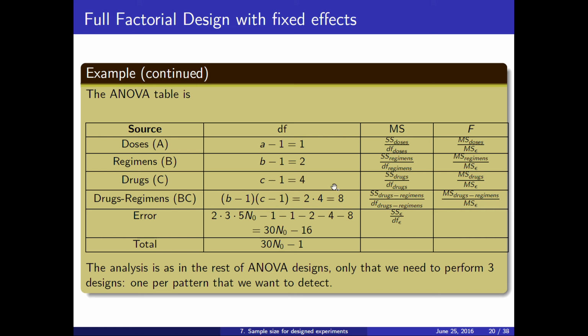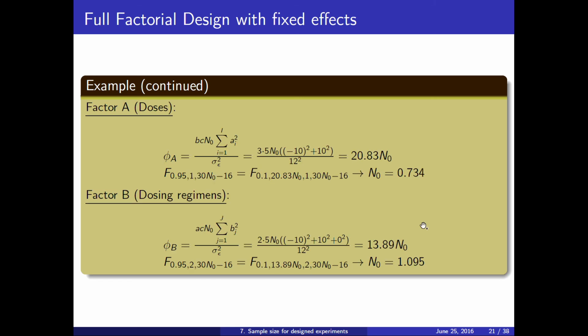And when we are comparing our drugs, we will compare drugs versus error. When we compare the regimes, we will have regimes versus error, or doses versus error. Okay, so now we will compute the sample size for each one of the main effects. What is the non-centrality parameter for A? For A, we have to count how many groups we have of each one of the A's.